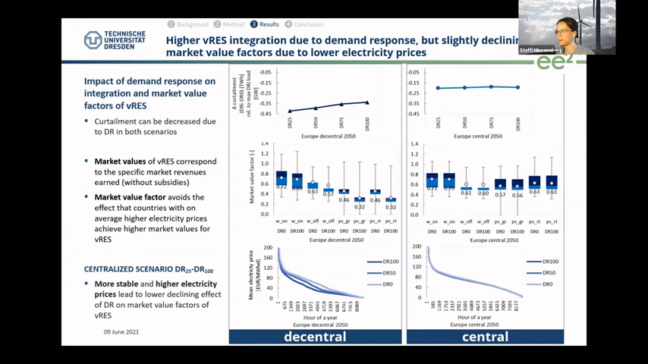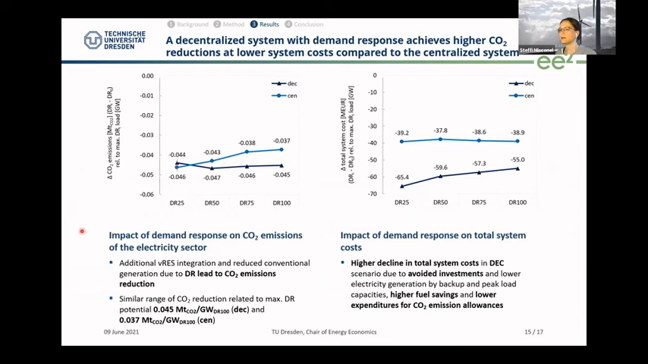So the last result slide is the impact of demand response on CO2 emissions and the total system cost. Due to the activation of demand response, CO2 emissions can be reduced in the electricity sector in both scenarios, while the effect is slightly higher here in the decentralized scenario. So the additional integration of renewable energies and also the reduced conventional generation leads to this CO2 emission reduction in both scenarios. And also the total system cost can be reduced by the activation of demand response in both scenarios.